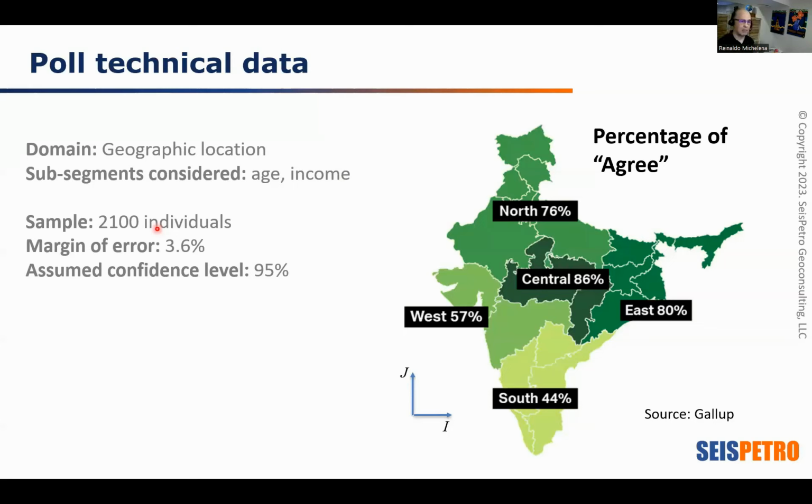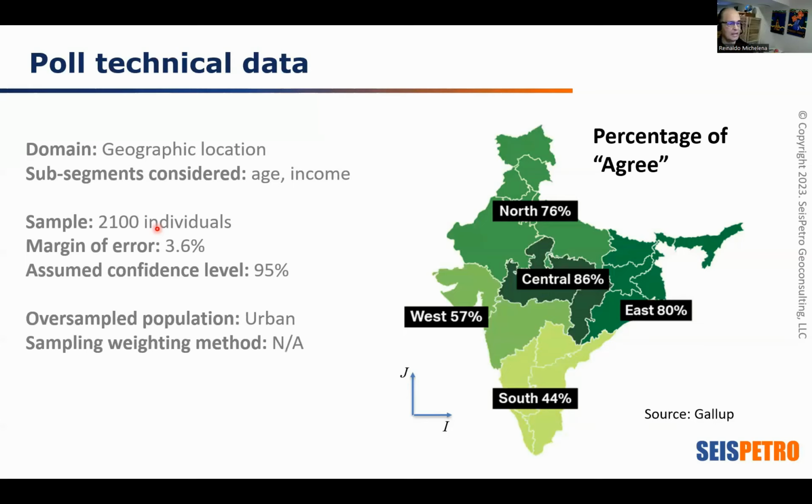So it's fairly remarkable. Also, what they report is that they oversampled one population, the urban population, but then they don't say anything about what kind of methods they use to weight for other areas that were not oversampled, like the rural areas in the country.